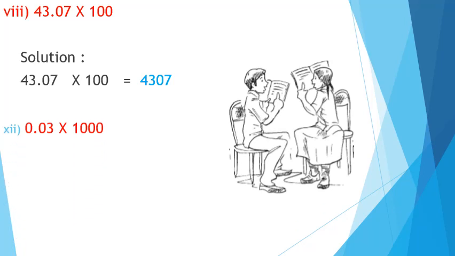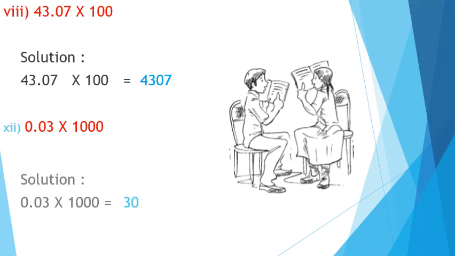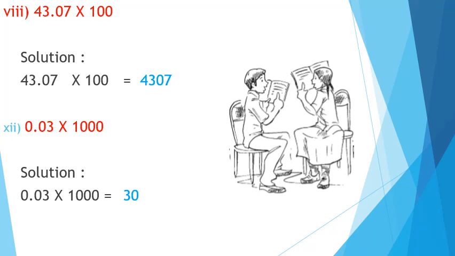Our next question is 43.07 multiplied by 100. So the decimal point shifts two digits to the right side. So we get the answer as 4307. Question number 12. 0.03 multiplied by 1000. Here the decimal point shifts 3 digits to the right side. So we get the answer as 30.